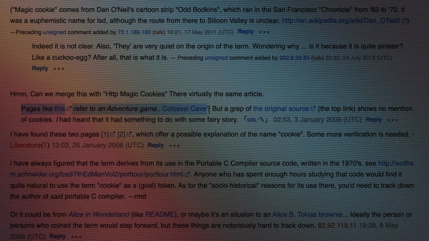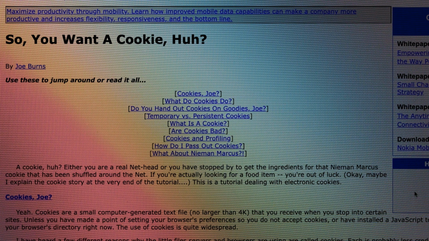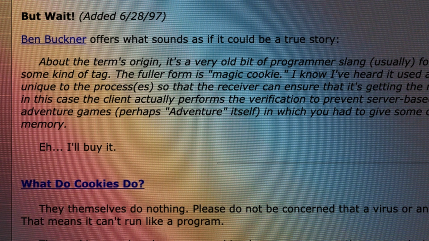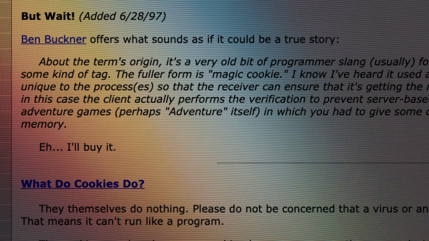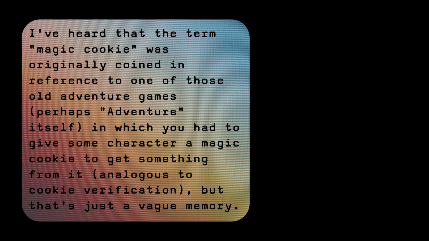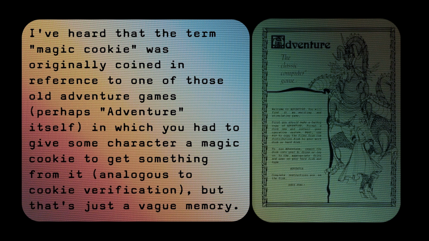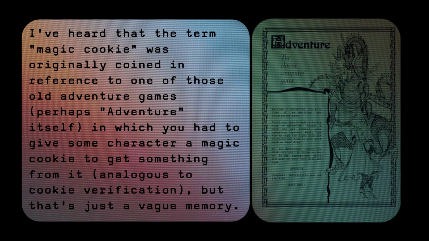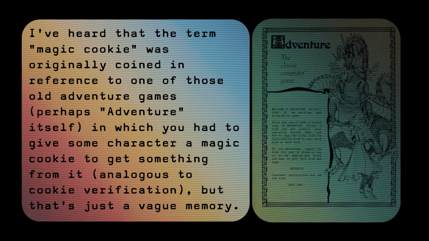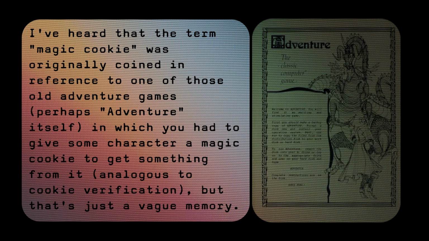Then you have the idea that it's from a video game. As we see here, a user named Ben Buckner wrote on a 1997 webpage, quote, "I've heard the term magic cookie was originally coined in reference to one of those old adventure games, perhaps Adventure itself, in which you had to give some character a magic cookie to get something from it, analogous to cookie verification, but that's just a vague memory." Okay, let's have that as theory number 2.